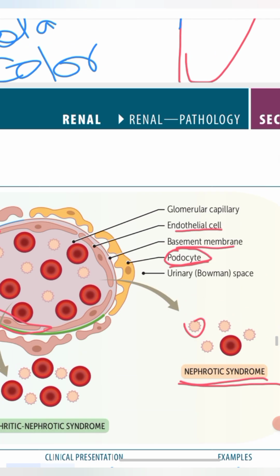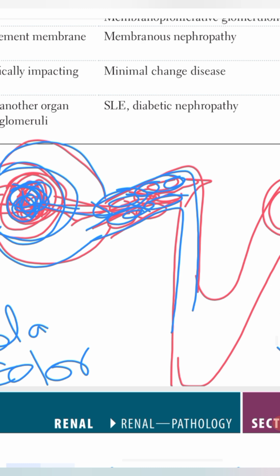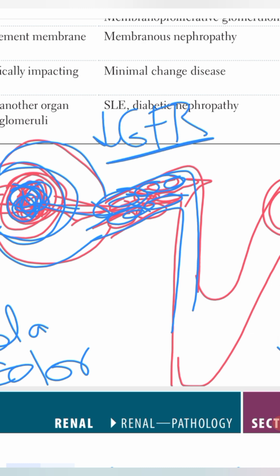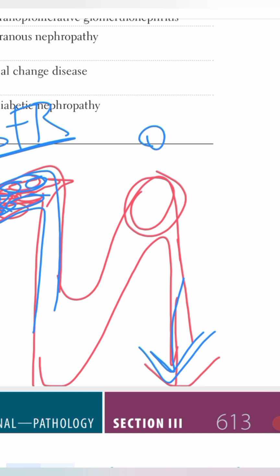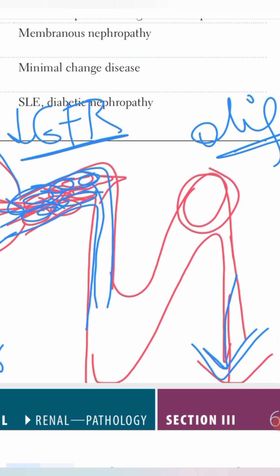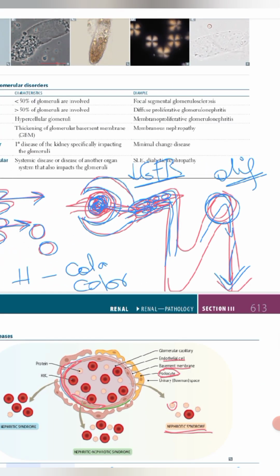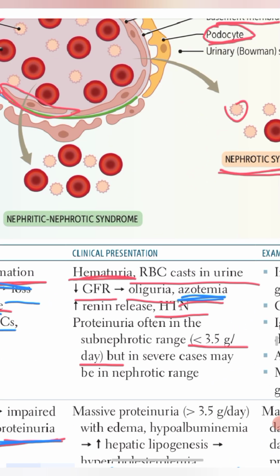When this barrier is not functioning properly, GFR will decrease. There will be a decreased glomerular filtration rate and less urine formation, which is known as oliguria. Now less fluid is going into the tubules, so less fluid will go into the DCT. We know that in the DCT there are macula densa cells which sense sodium. When they sense less sodium due to less fluid, they will release renin, and we know that renin eventually causes an increase in sodium and water retention, which will lead to hypertension.